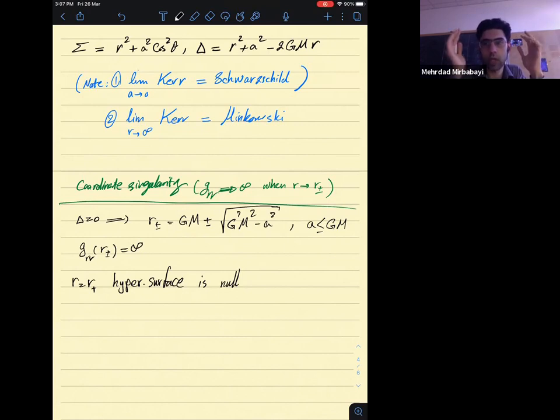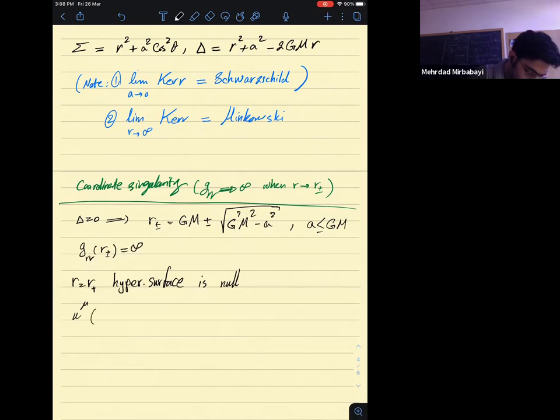So it becomes a boundary between the region where you can send out a signal to infinity and the region where you cannot send it. That's why I call it a horizon. So why is it null? Because let us consider some vector. We want to consider a causal curve, which is described by a 4-velocity u^μ.